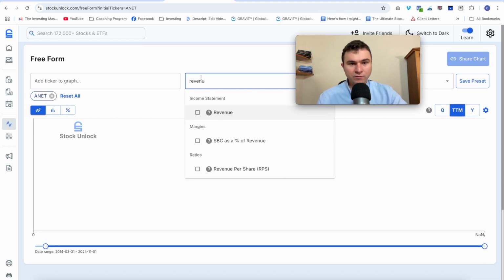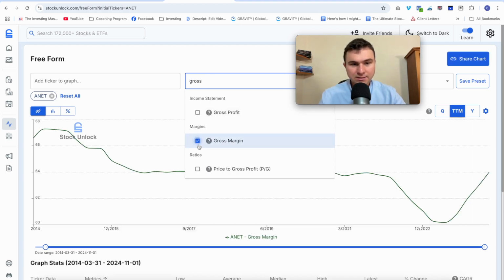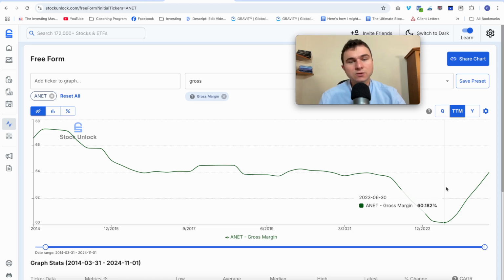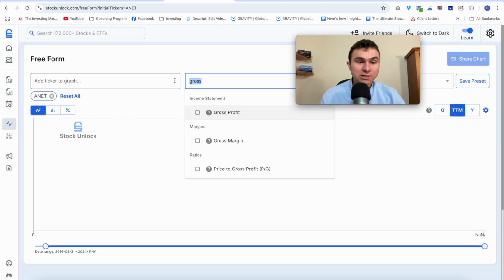If you want to continue, let's check the margins, for example. The gross margins over time. Gross margins started at 67 and now 64. That's still a lot. And then in 2022, they decreased to 60%. So still very, very profitable, and now they rebound. Very well. Healthy gross margins. You see that on Stock Unlock, you can easily check the trends over the past 10 years, or the past 20 years if you want.